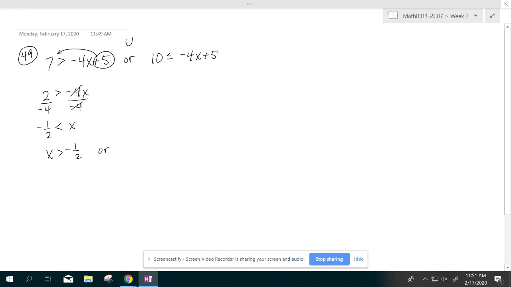Okay, now let's put the word or. And let's do it again. Here we go. Plus 5 becomes minus 5. 10 minus 5? And divide both sides by? Whoops, I'm dividing by a negative. So that's now going to point this way. And the x is on the wrong side.